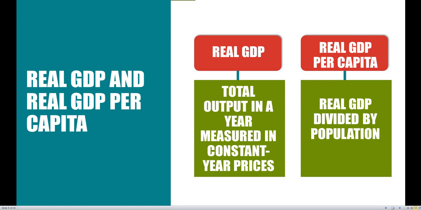Real GDP is total output in a year measured in constant year prices. So we're not looking at nominal GDP, we're looking at real GDP. Remember, real GDP accounts for prices or inflation. Remember back in the previous chapter, we talked about converting nominal into real using our formula. Real GDP per capita is just taking our measure for real GDP and dividing it by population, so we're controlling for population in this instance. Both of these measures can be used to calculate our economic growth rates.